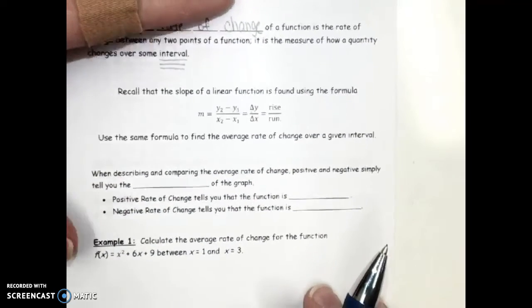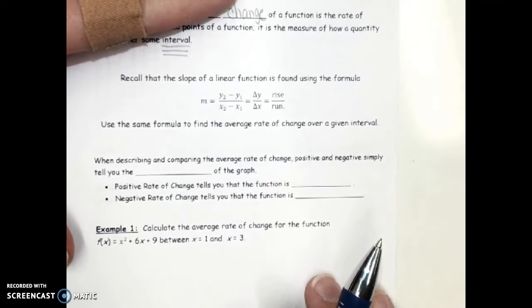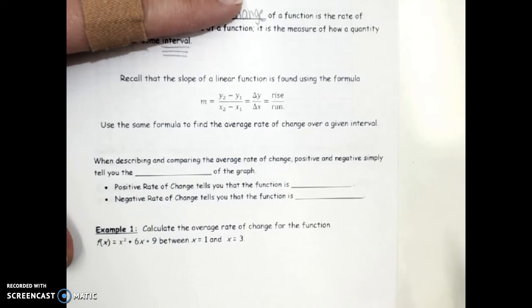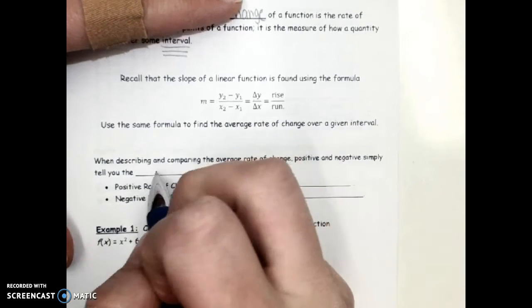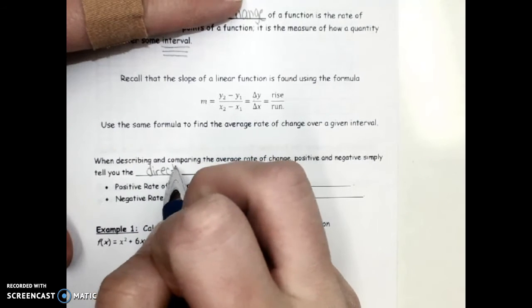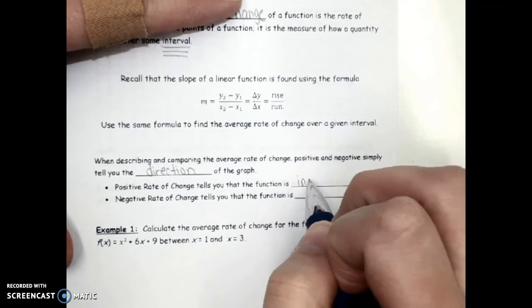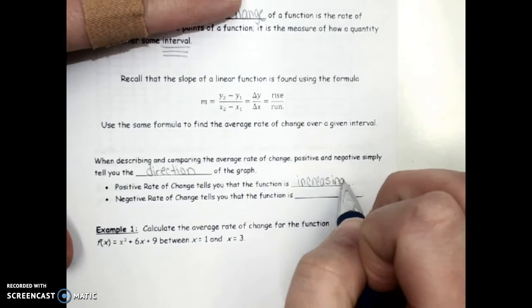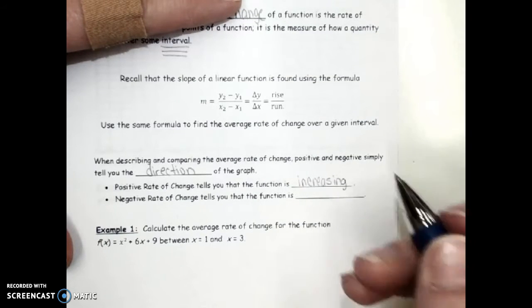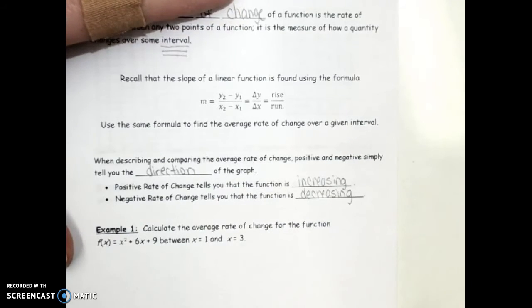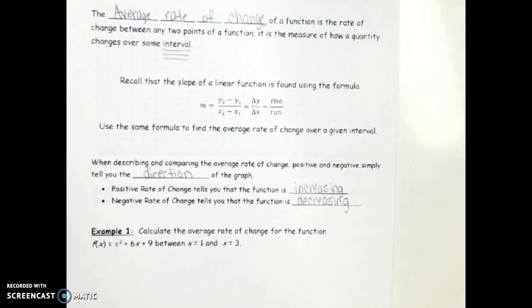Now the next part is really about when you're going to describe or compare two different functions and their rate of change. When describing and comparing the average rate of change, positive and negative simply tell you the direction of the graph. A positive rate of change tells you that the function is increasing. It's going up, it's positive. And a negative rate of change tells you that the function is decreasing. This will be important in the future. Right now, we are simply going to attempt to learn to calculate rate of change for example 1.